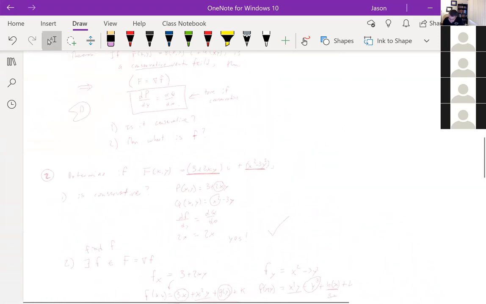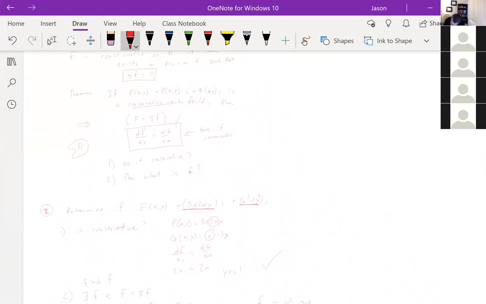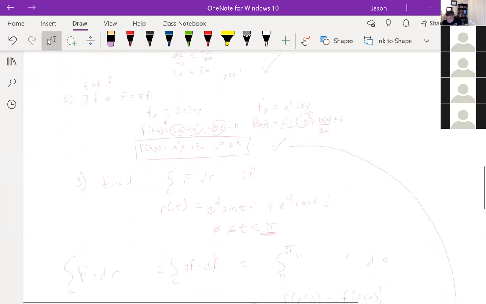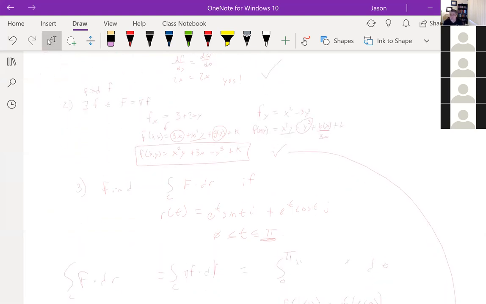Okay, if it's conservative, then this is true. That's our first step. If it's a simple curve and it's conservative, then that is true. Great, that means that the parent function exists. So then we do the antiderivatives, the anti-partial derivatives, I should say, to find the parent function. And once we find the parent function, we can actually do the line integral by using the fundamental theorem of calculus, the fundamental theorem of line integrals.